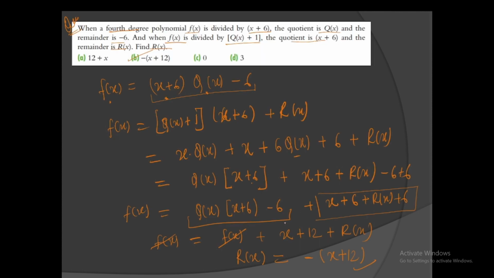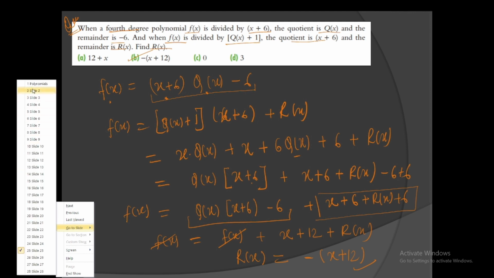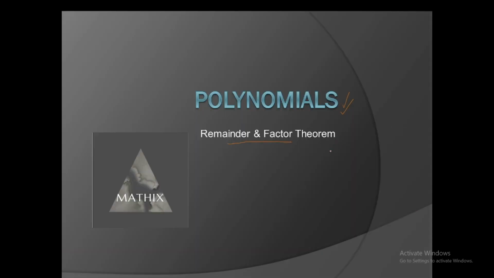and this is the last of the questions that I am having. I hope you have enjoyed the lecture and you have also understood the concept related to remainder and factor theorem. We have applied it in many of the questions.